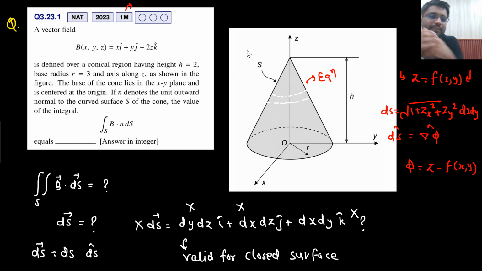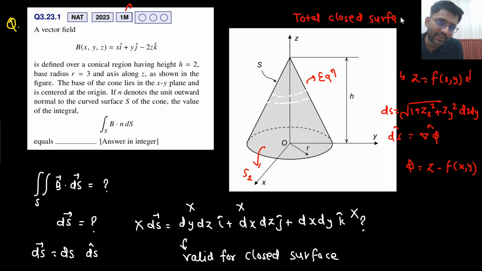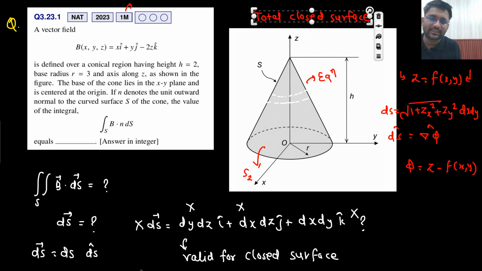What I can do? Let's just say this is surface S. I call the downward surface, the base, the circle, the disc. I call this surface S2. And the total surface I am calling the total closed surface, S3.